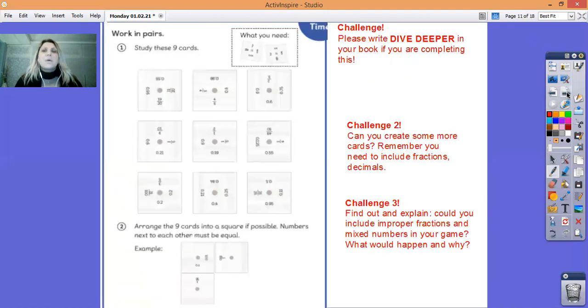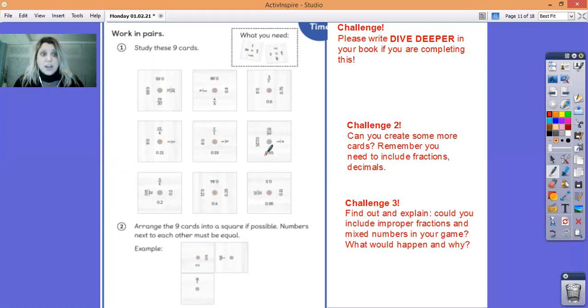Finally, we have a little challenge and 2 extra challenges. The first challenge is to recreate these cards here, and you need to arrange them so that the numbers that are touching, a bit like dominoes, represent the same value. They need to be written, as you can see, as decimals or as fractions.